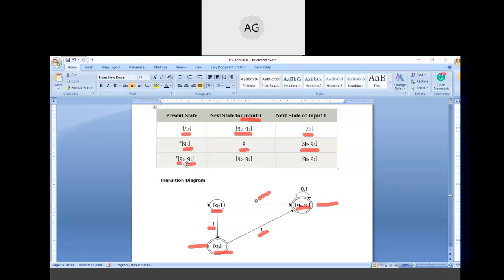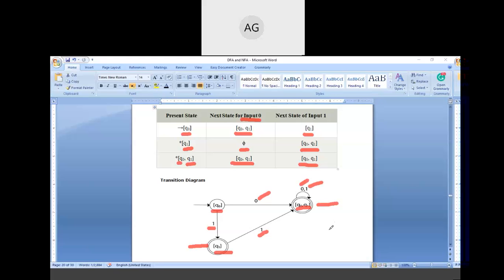Now we move to the new state Q0 Q1. On getting input 0 we get Q0 Q1, and on getting input 1 we also get Q0 Q1. So a self loop is made on the Q0 Q1 state on input 0 and also on input 1. So this is the transition diagram we converted from the transition table.